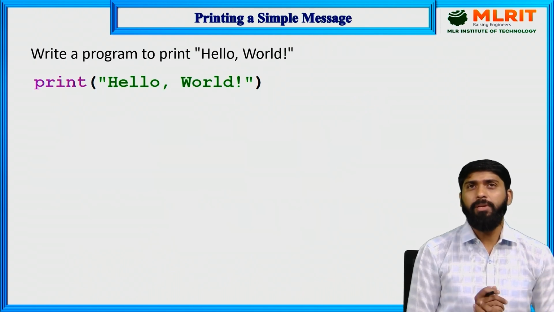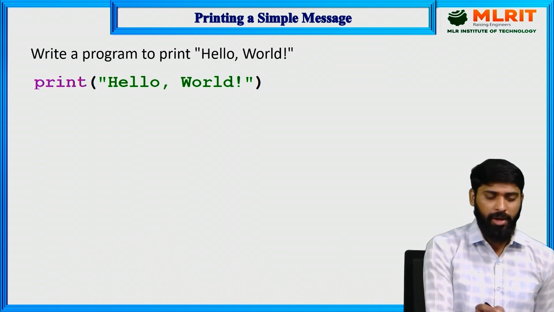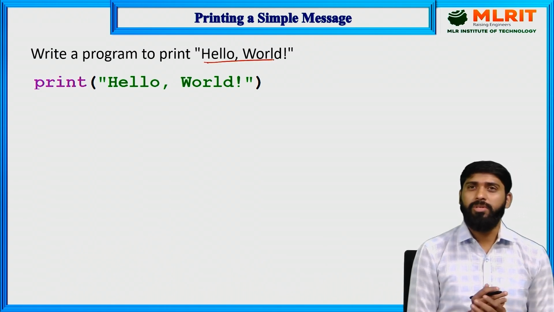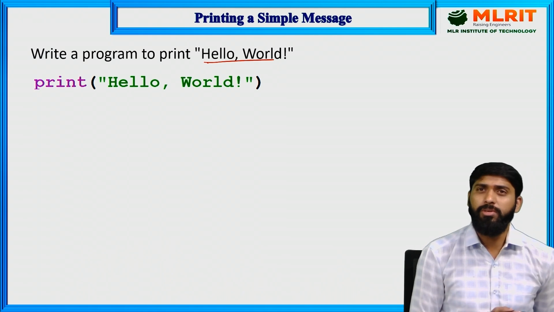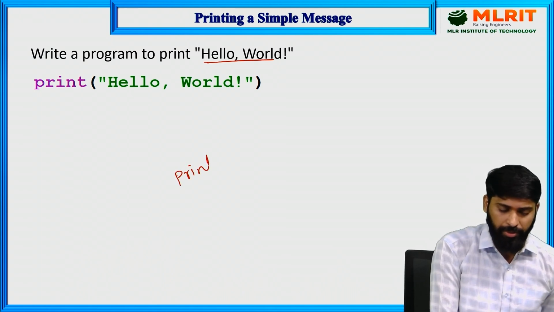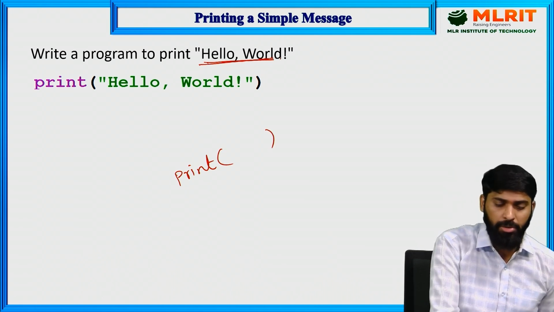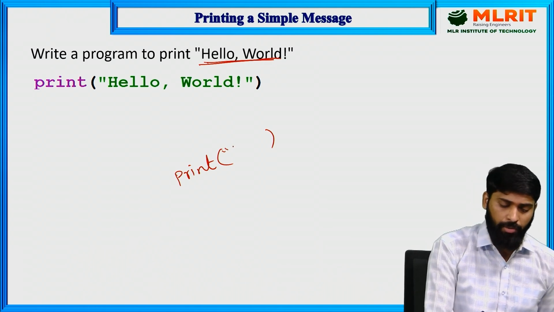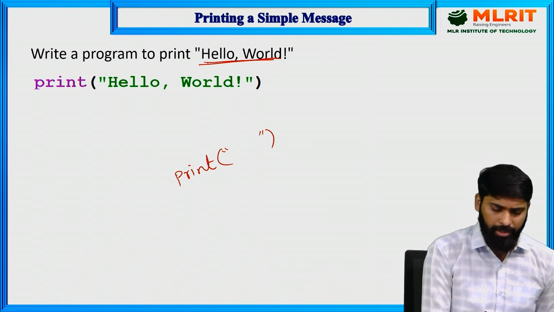Printing a simple message. Every programming language journey starts with a program, hello world. So in this course also we will start like that. First we are going to write a program to print hello world. What is the function we are going to use to print any message onto the monitor? We are going to use the print function. Now here I want to print the message hello world, so write this hello world in double quotation. For example, I want to print the message hi. How do I write? Print hi. That's it.